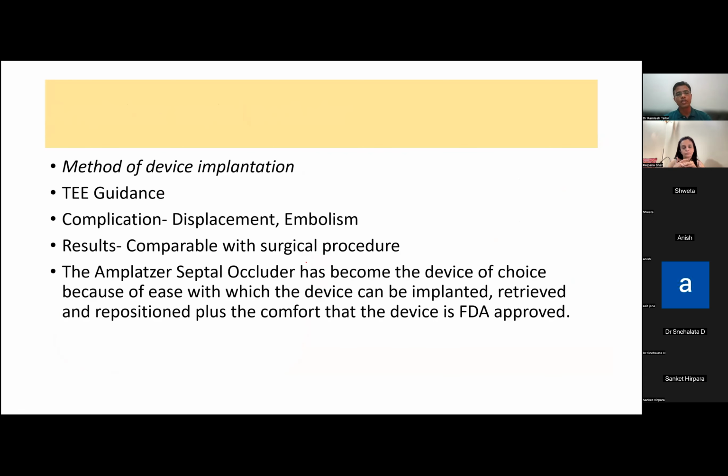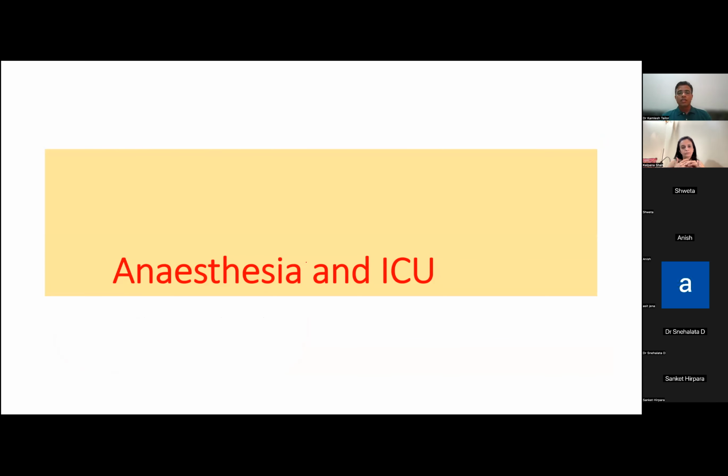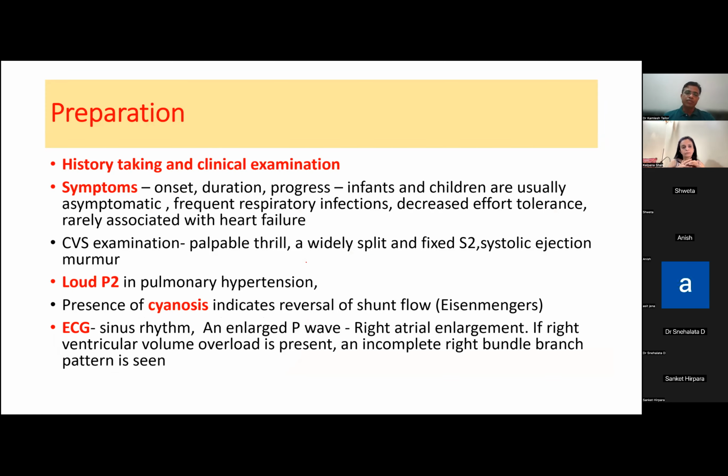So we'll not go into the detail of all these things. The anesthesia, we have already discussed many of the points, so I will go very fast with this. History taking is important, and symptoms to know when we are going for the PAC. There will be a loud P2. If there is the presence of cyanosis, we should be alarmed when somebody is seen with an ASD, and it has to be discussed with the operating surgeon if there is cyanosis associated with the ASD.